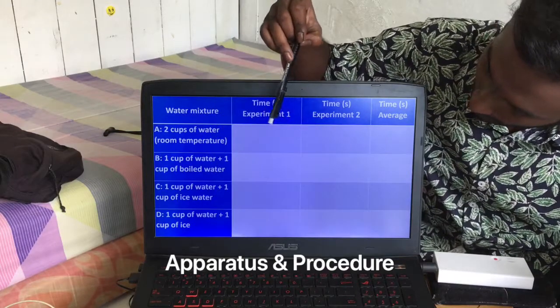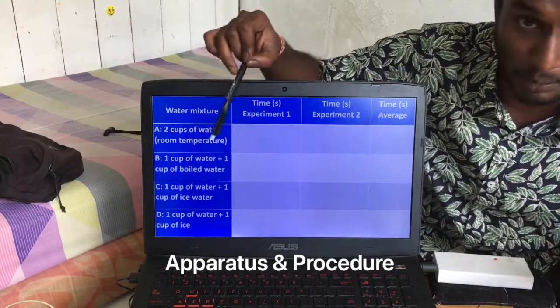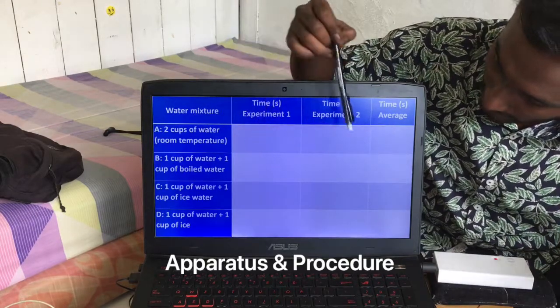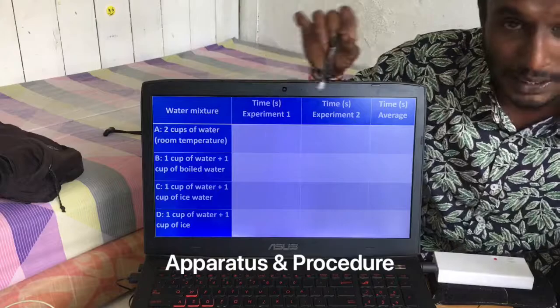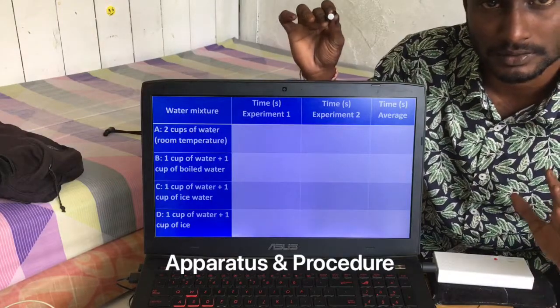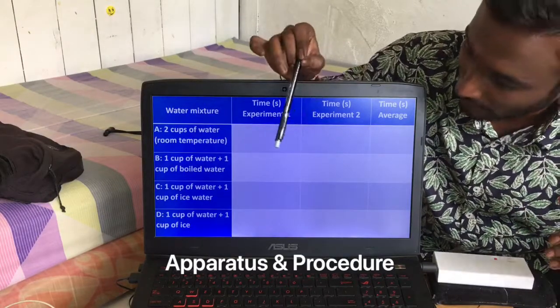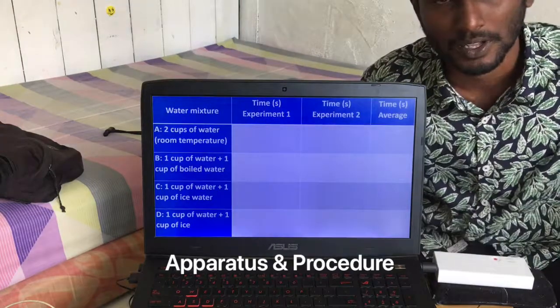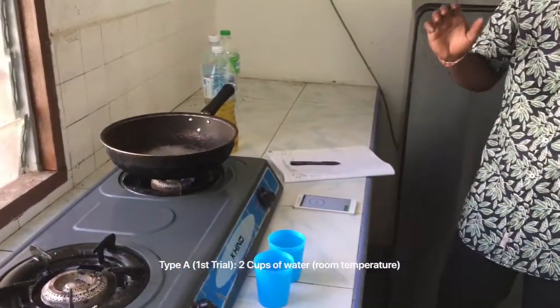Later on I'll record how long it takes to boil the mixtures, and I'll write it down for each trial. The experiment will be done in the kitchen, so later on I'll bring you there. So far that's all from me. Now I'll start the experiment.